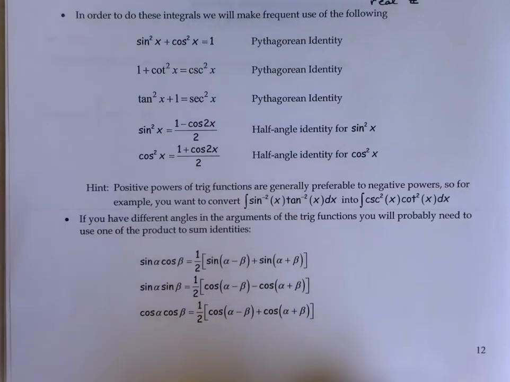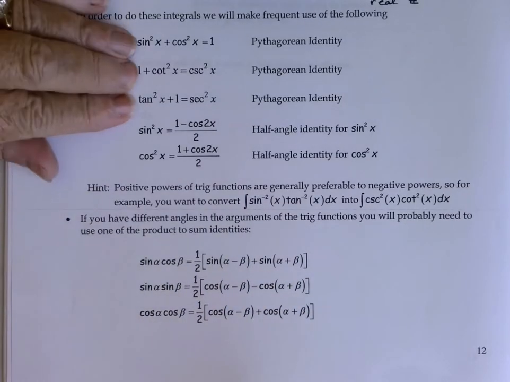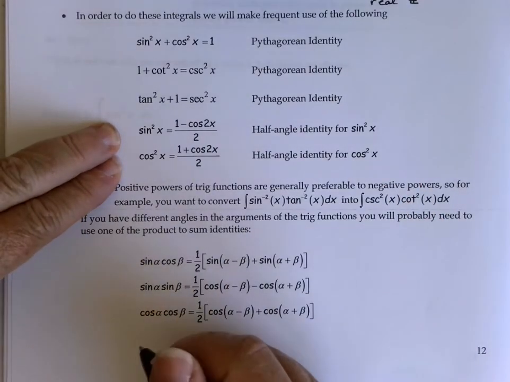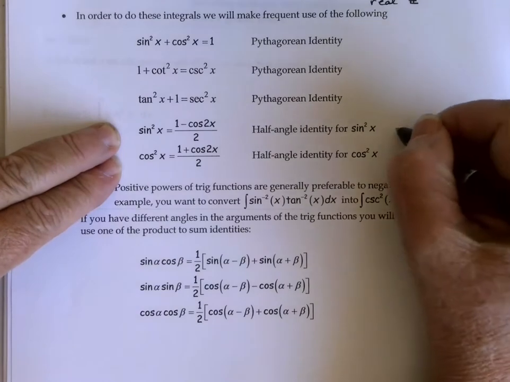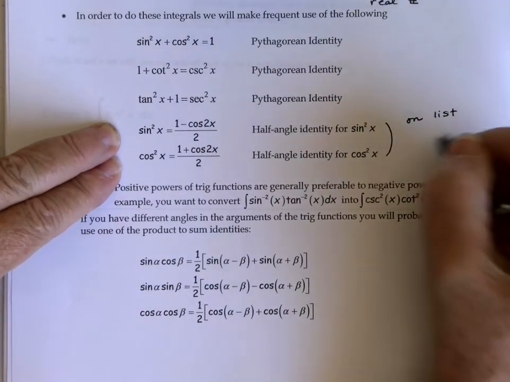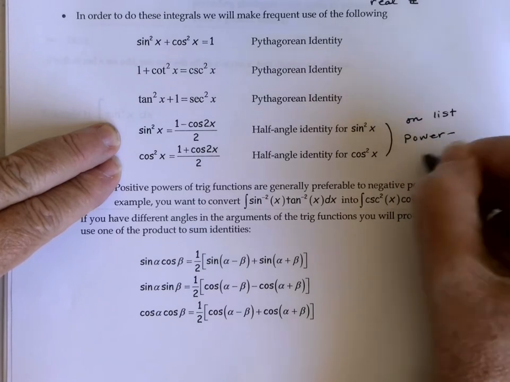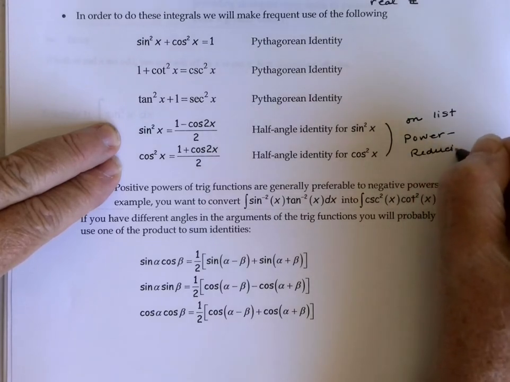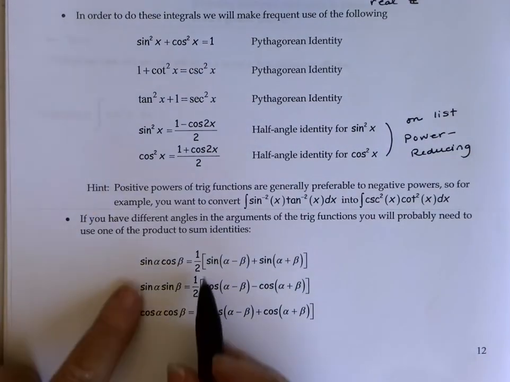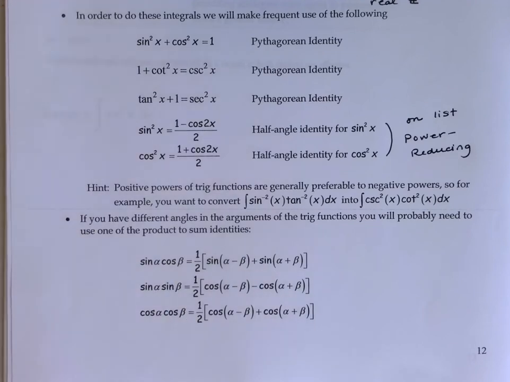The ones that we'll be using the most are these, the three Pythagorean identities. These two, it says half-angle identities, and they are, but they've been solved for sine squared and cos squared. So I'm just going to mention that on the list I gave you in your pack, these are listed as power-reducing identities. They're just the half-angle identities solved for sine squared and cos squared. And then these down here. So these, 8 or 9, I guess, identities are going to be frequently made use of as we do these problems.